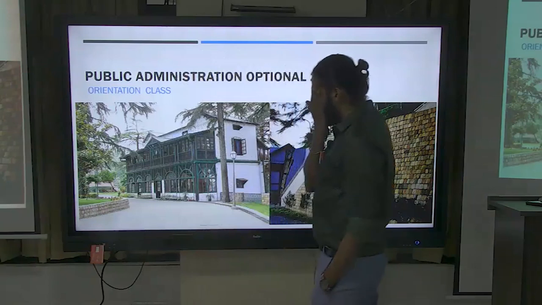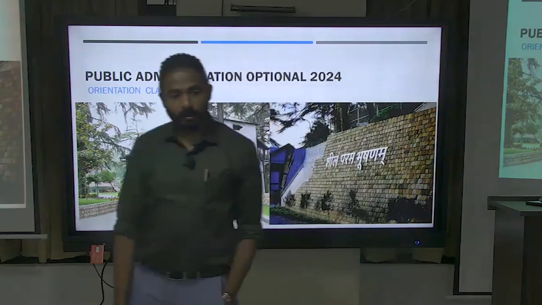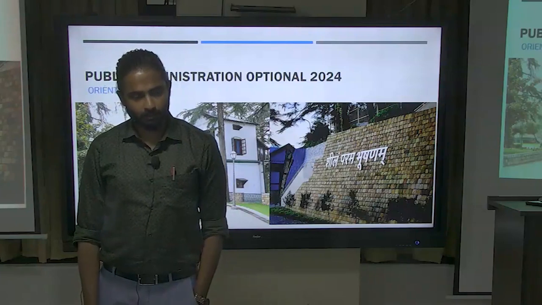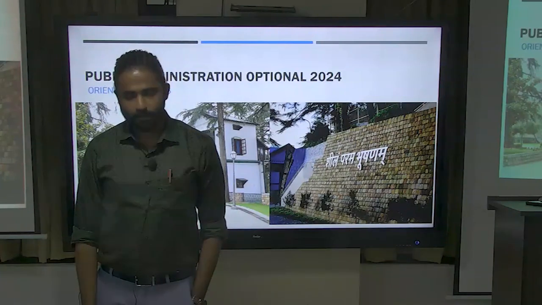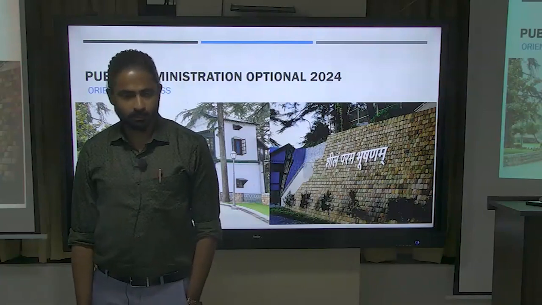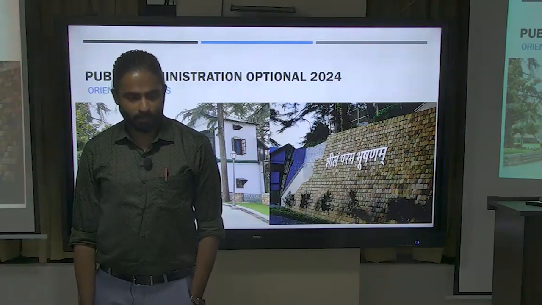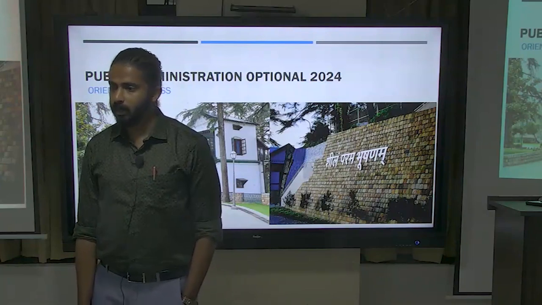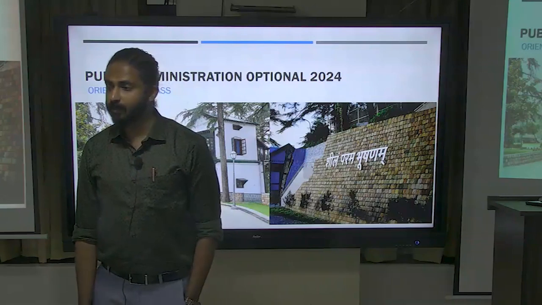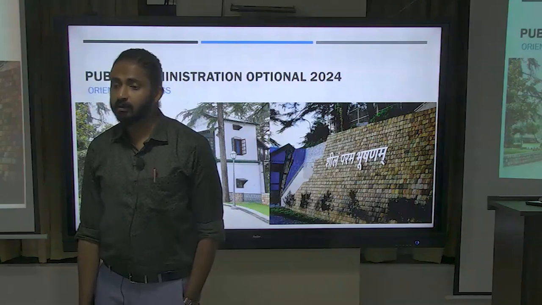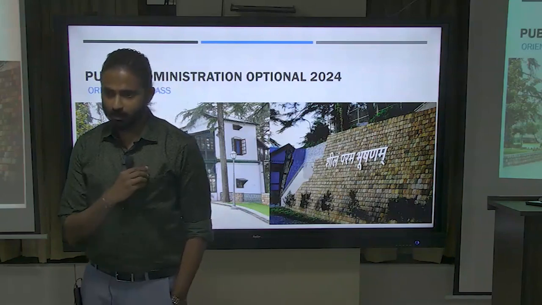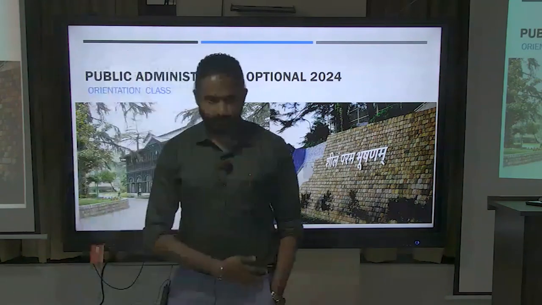All right. So have you all decided that you are going to take public administration, or you are still thinking about public administration? You are still thinking, right? So what are the other options you are considering? Sociology, then literature. Your background is in literature, okay? Psychology, agriculture, then literature, history, then other options, anthropology, PSIR.